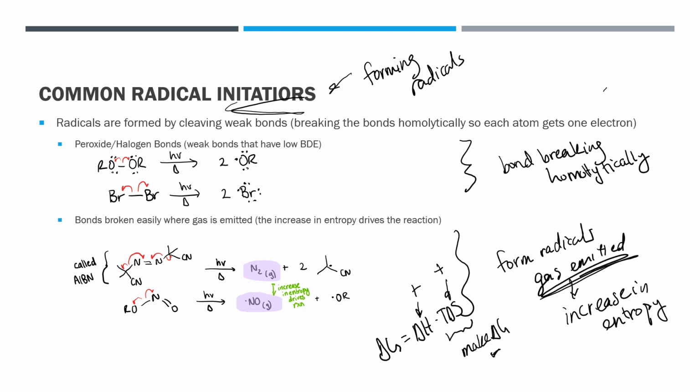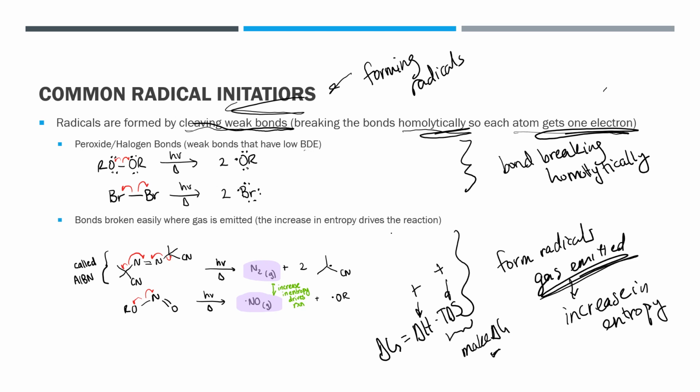Okay, so let's go back to the top. Radicals are formed by cleaving weak bonds, and that just means breaking the bonds homolytically so that each atom gets one electron. That's what I talked about in our first general category. So let's look at the first category in more detail. Two common radical initiators are peroxide and halogen bonds, and these are just weak bonds that have low bond dissociation energies.